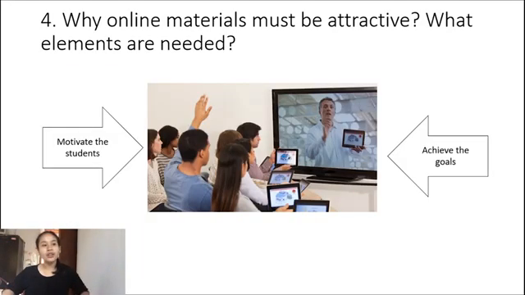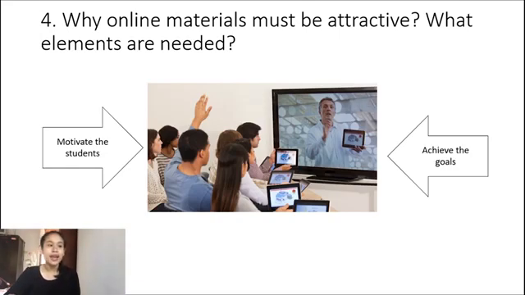The fourth is why online material must be attractive, and what elements are needed. I think that the teacher has to provide good online material to the students, and it must be attractive, and from that the students will feel motivated and can achieve the goals. Students will be excited to follow the learning process, and they can achieve the goals.